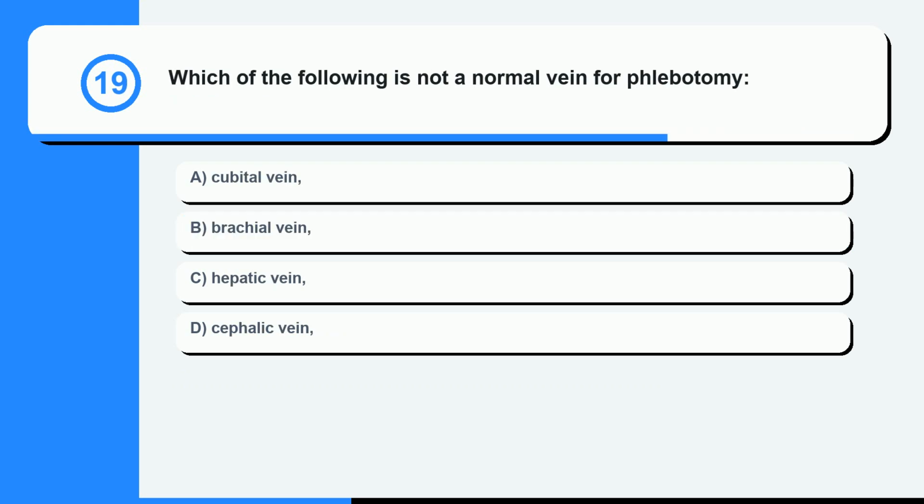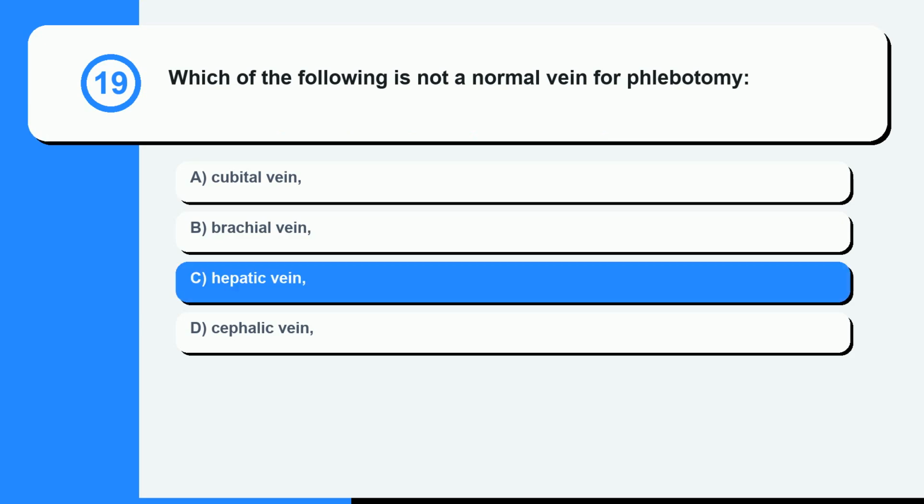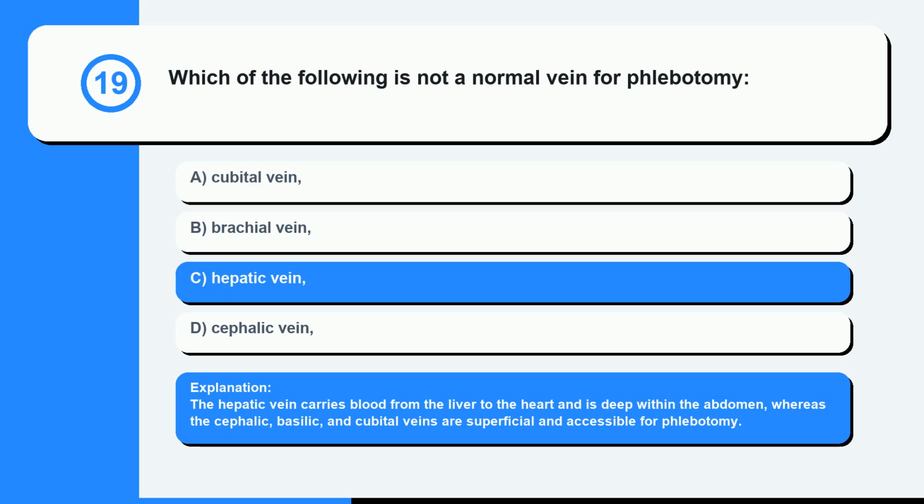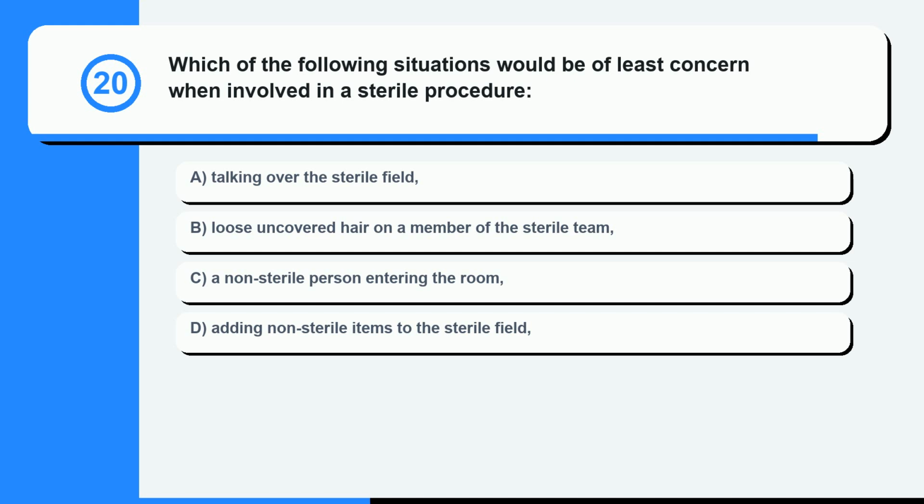Question 18. The most appropriate position for a patient with respiratory problems is A. Trendelenburg. B. Fowler's. C. Lithotomy. Or D. Dorsal recumbent. The correct answer is B. Fowler's. Fowler's position, sitting up at a 45 to 60 degree angle, promotes maximum chest expansion and lung ventilation, making it the best position for patients with respiratory distress.